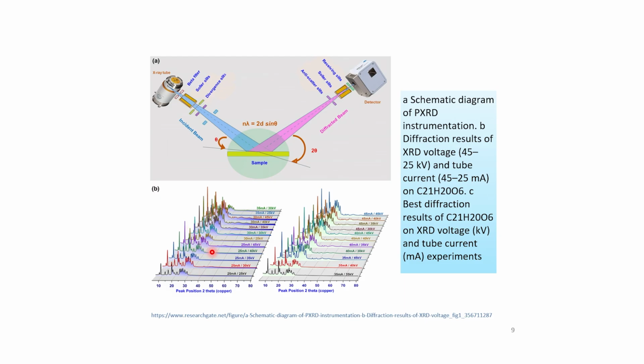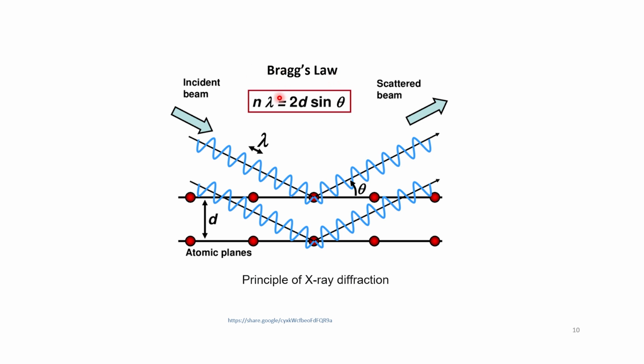So this is how your peaks are obtained at different voltages. Peak position 2 theta for copper. These are the peaks obtained, and the peak broadening will tell you about the nanoscale size. That is Bragg's law, which is n lambda equals 2d sin theta. This entire process is determined by Bragg's law.